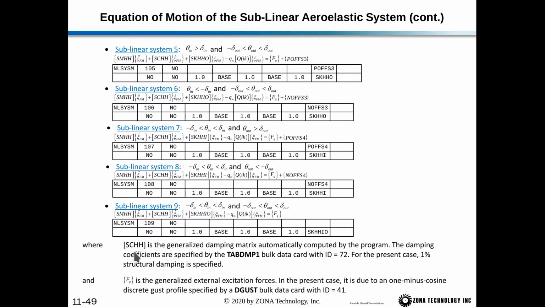Now SCHH is the generalized damping matrix automatically computed by ZAERO, and the damping coefficients are specified by the TABDMP1 bulk data card. For this case, a 1% structural damping is specified. And then FG in these equations is the generalized external excitation forces. In this case, it's due to a 1 minus cosine discrete gust profile specified by the DGUST bulk data card.